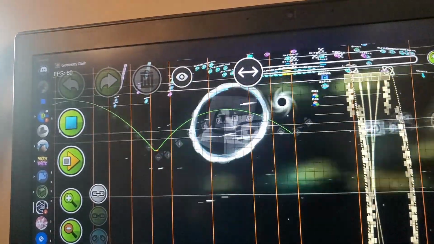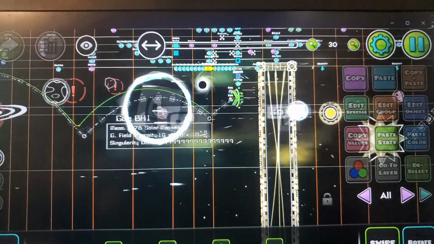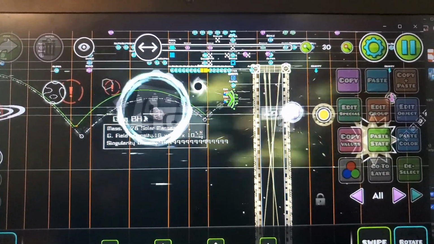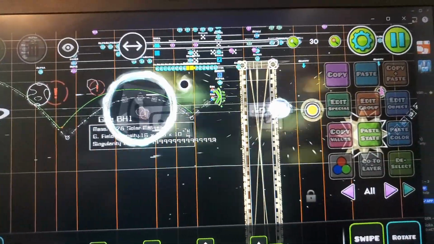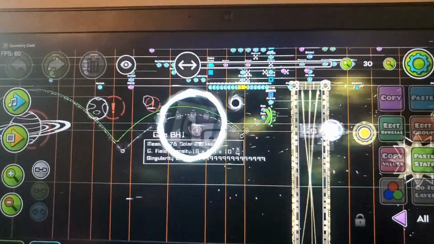So yeah, it does go to infinity, because that's the gravitational field attraction of the singularity, but it decreases really slowly as you get farther away from the black hole. So yeah, that's that part.